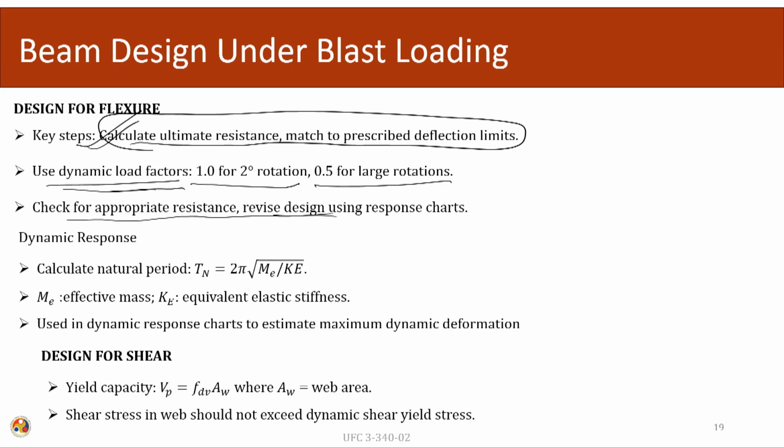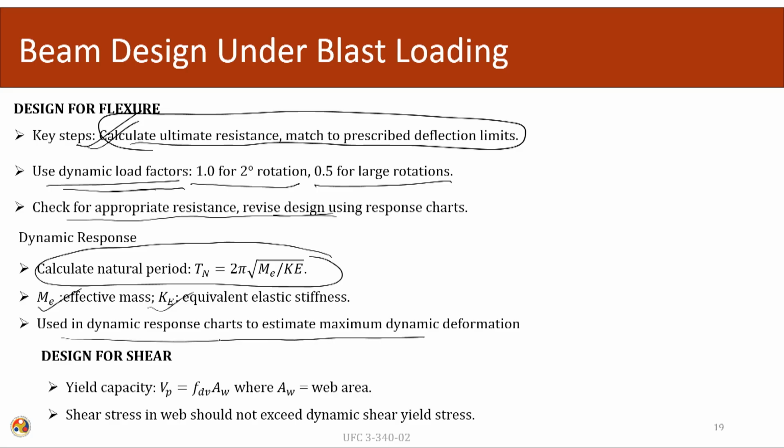So, first of all, what we need to do is calculate the natural period of the system. We need to calculate the effective mass and the effective stiffness. And this is used in the dynamic response chart to estimate the maximum dynamic deformation. So, when we are designing for shear, we have to calculate the yield capacity in the shear using this equation. And the stresses in the web should not exceed the dynamic shear yield stresses. So, these are the methodology for the designing of beam for blast loading.